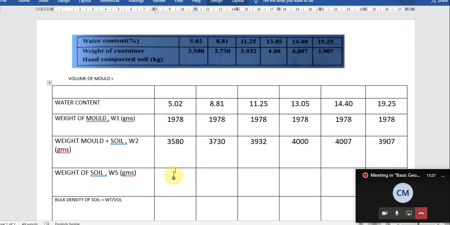So water content and the weight of mold plus soil are given in the question. Instead of container, I am using the term mold because that is the correct term. Container is a very general term. We are using a compaction mold here, so I'm using the term mold.